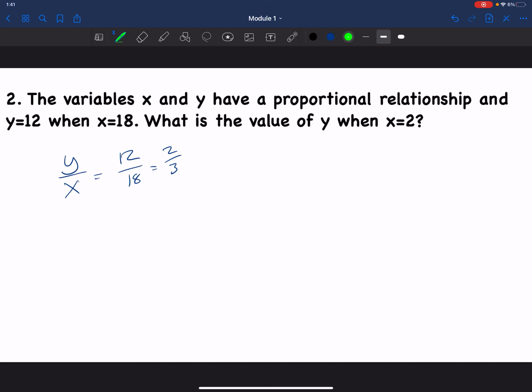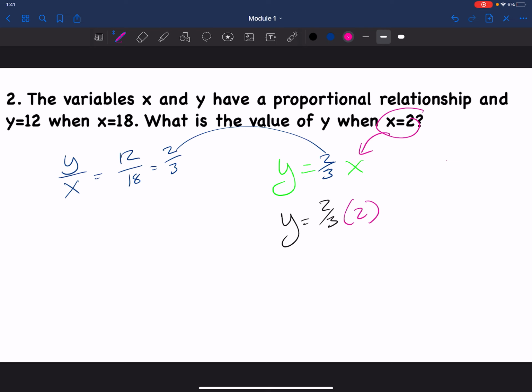So I'm going to write my equation. y equals this value, and then an x. Now I'm ready to plug in my x value they gave me, which is 2. So my equation becomes y equals 2/3 times 2. Okay, so y equals 2 times 2 is 4. So this is 4 over 3, which simplifies to 1 1/3.